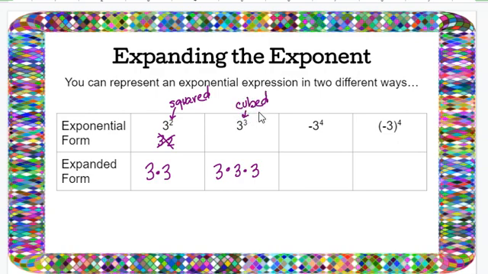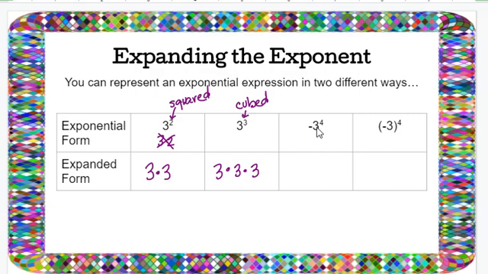So we can read this two different ways. 3 to the third power or 3 cubed. Anything raised to the third power is considered cubed. In example 3, we now have a negative sign in the front. So this can be also read a special way.